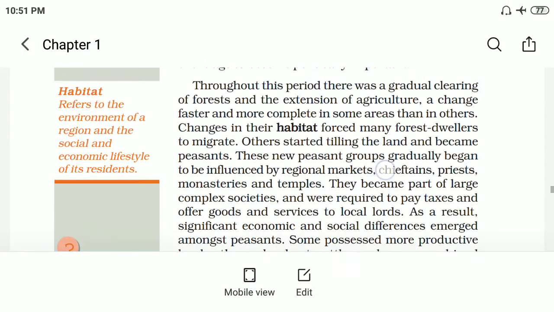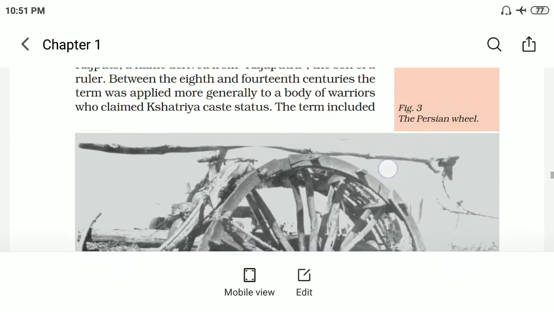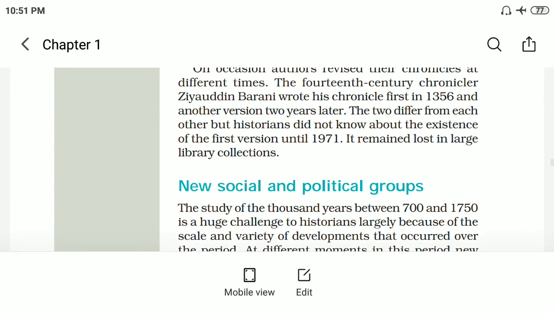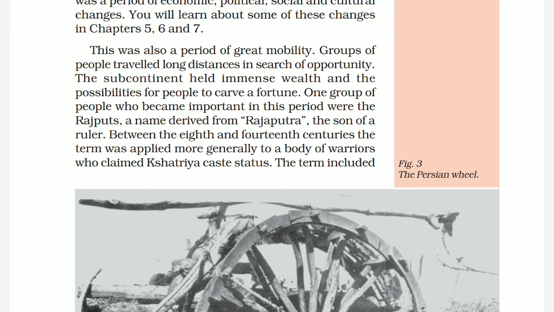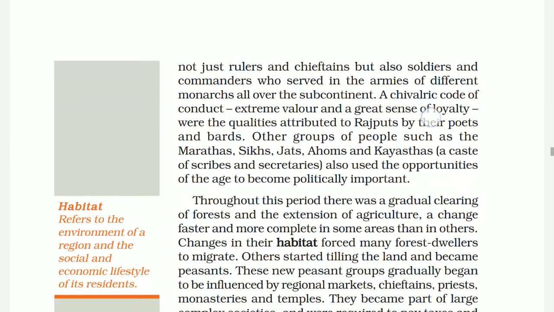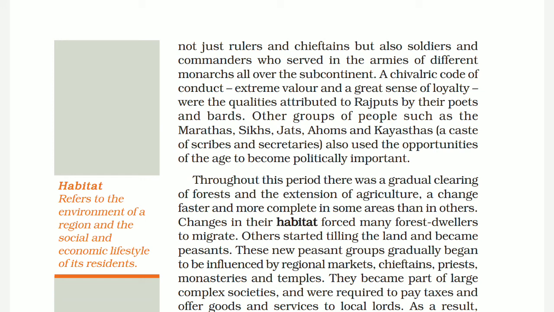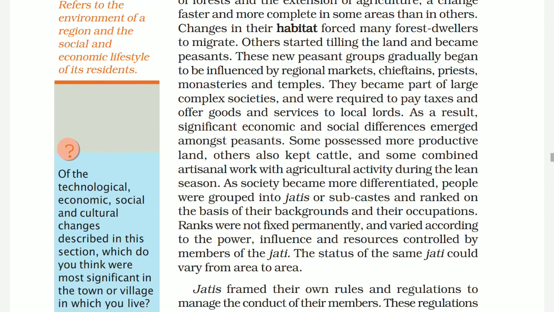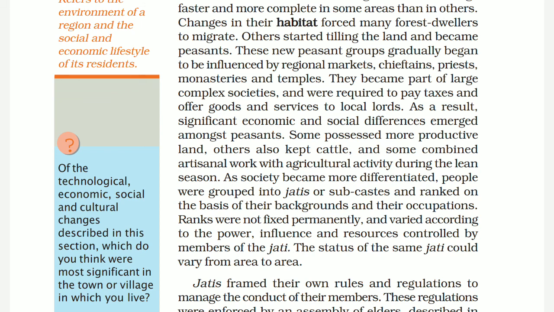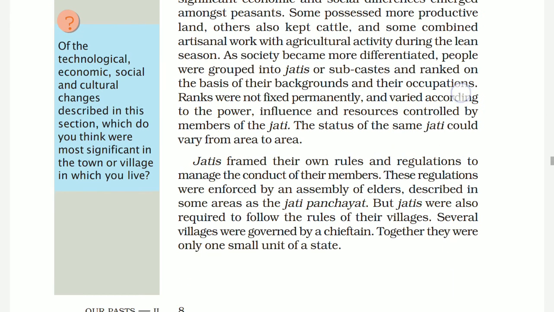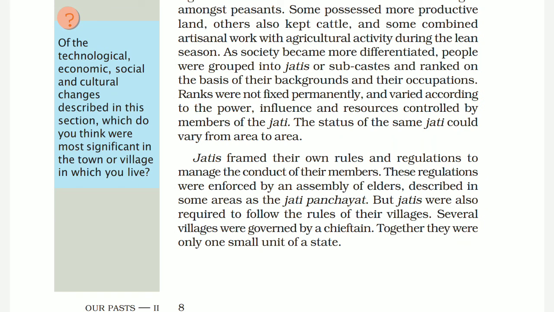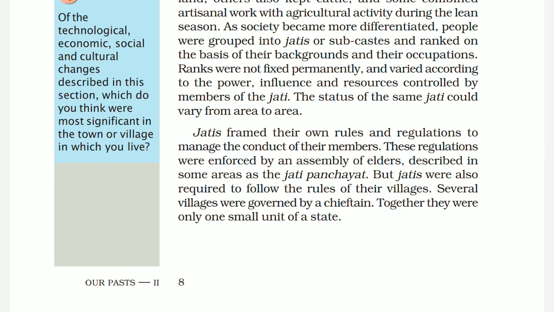So, what we have learned so far is that people made groups, right? New social and political groups emerged. One was the warriors, Kshatriya, Rajputs. The other group of people were peasants, who started living in one place and provided gifts, services, and goods to the local lords. They were further divided into subjatis and jatis, subcastes, and they made their own rules and regulations and their assemblies, and they started managing their social environment.